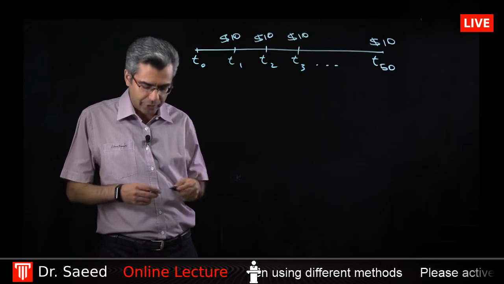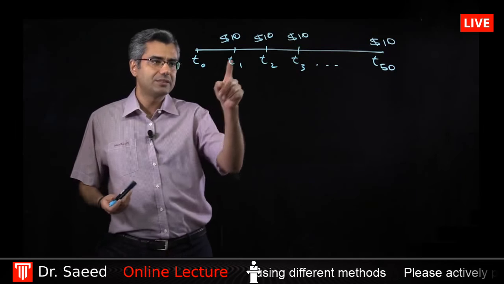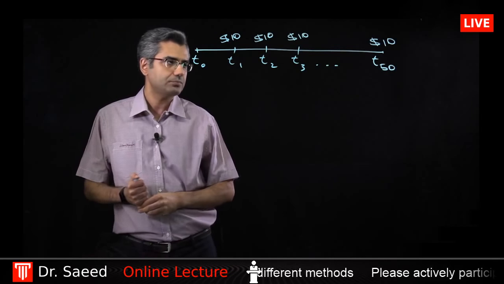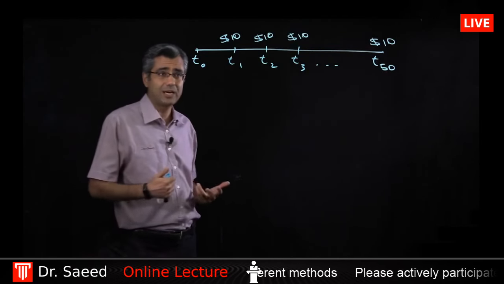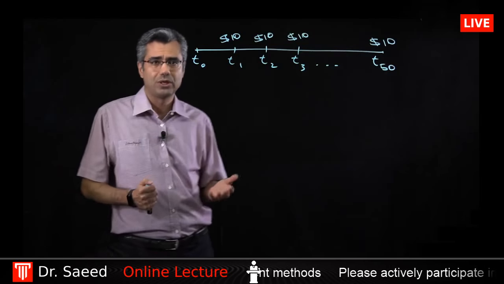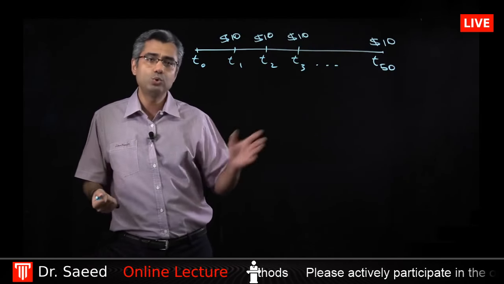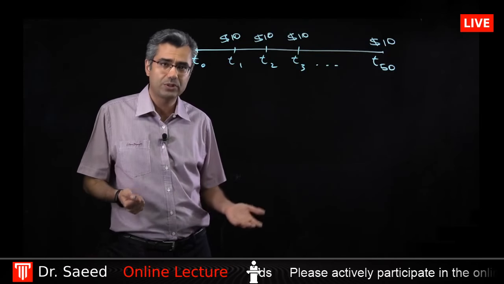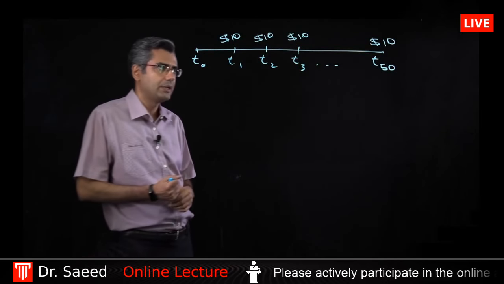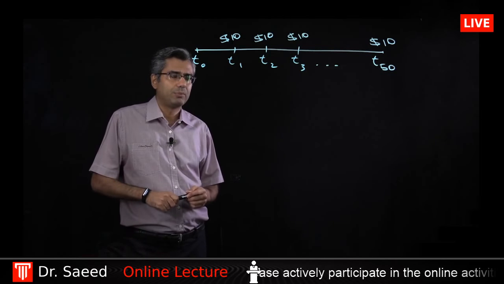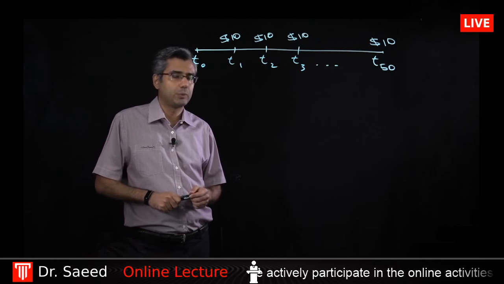Based on what I already showed you, you can discount all these cash flows one by one. But of course, it takes time because there are 50 cash flows, or maybe it can be 100 or 1,000. Then you need to do it 100 times or 1,000 times. So it's very time consuming, and of course, it will be more difficult if the number of cash flows is even larger.